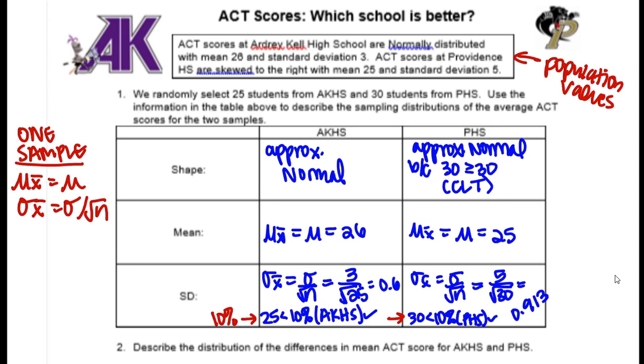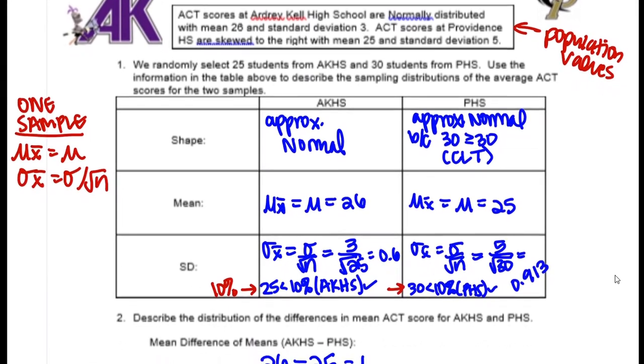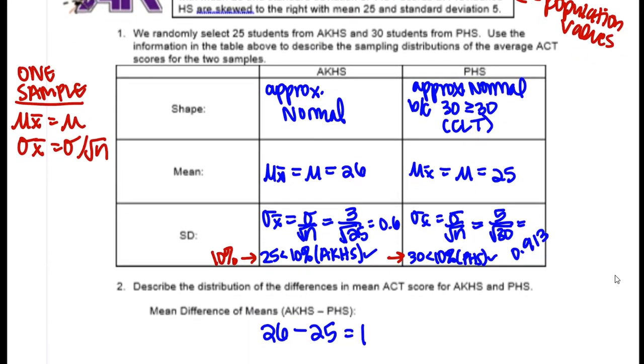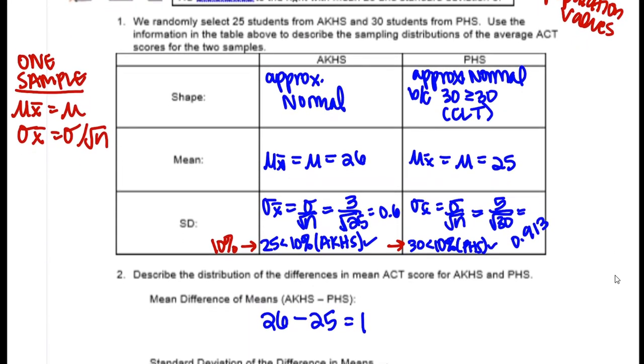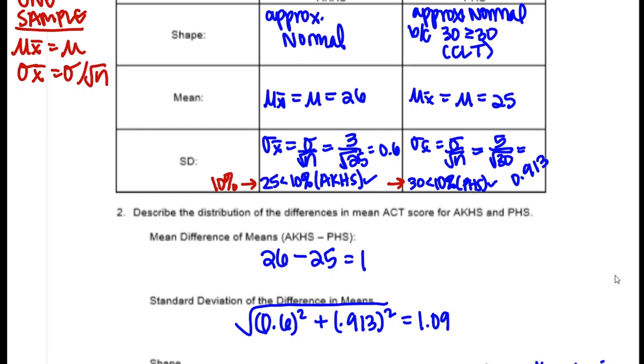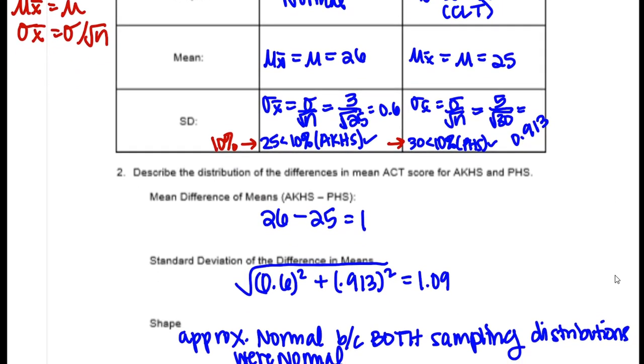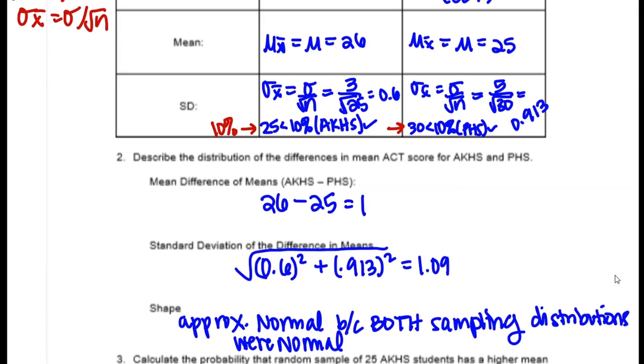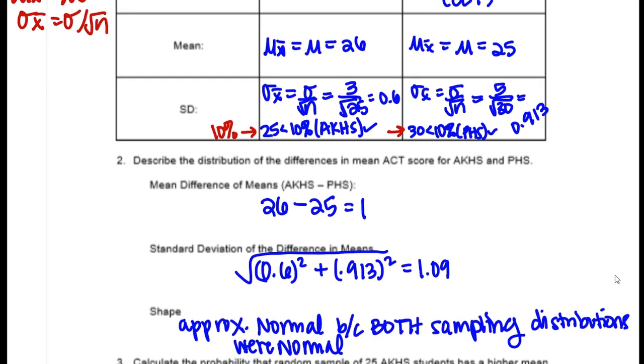All right, and then we had to use the central limit theorem. Even though the population was skewed to the right, the sample size was at least 30, so by the central limit theorem, don't forget about that. Now, number 2, describe the distribution of differences. In this case, to get the mean, we just subtracted the means, which we've done plenty of times. But notation-wise, we're going to write the mean of the difference in sample means is the population mean differences.